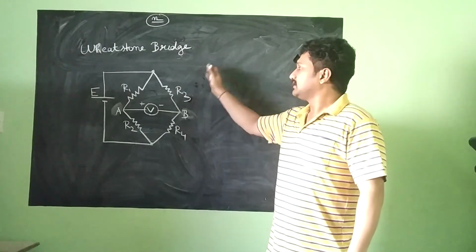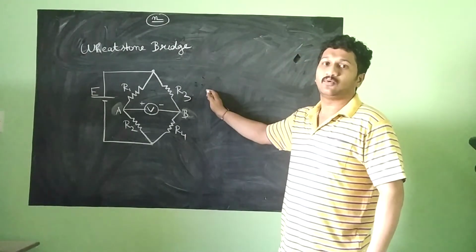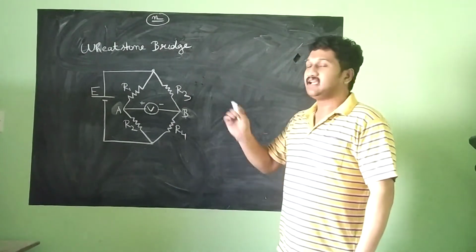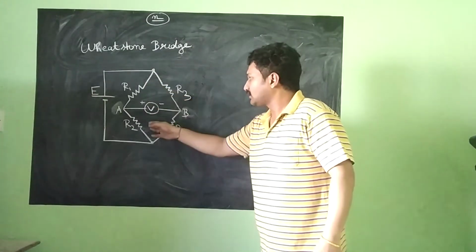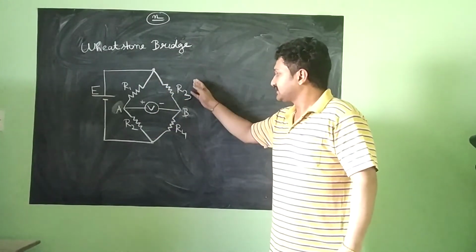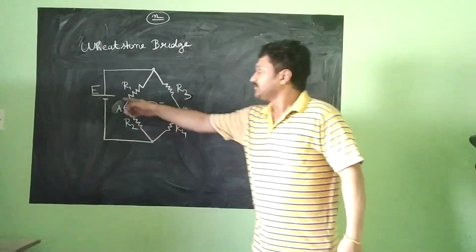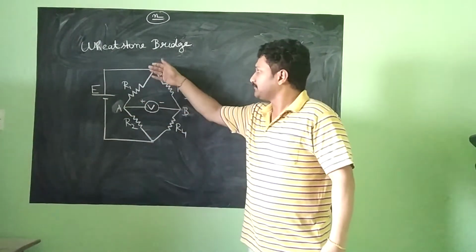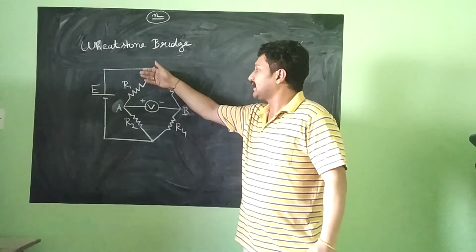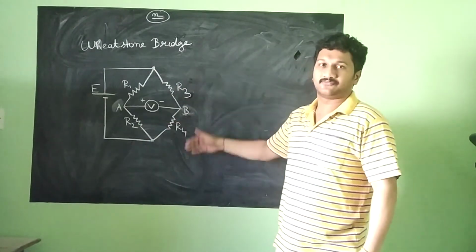So, this is the main approach you have to carry while approaching a Wheatstone bridge. Again I repeat, R1 and R2 are in series and R3 and R4 are in series because the voltage E is distributed parallelly across R1, R2 and R3, R4.